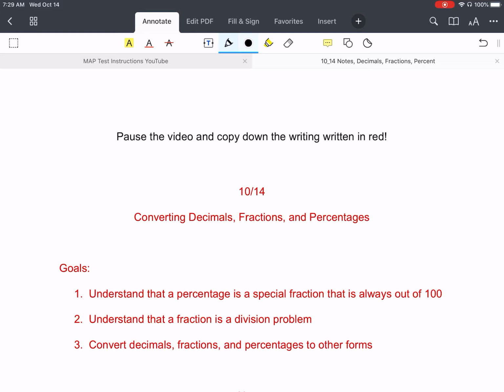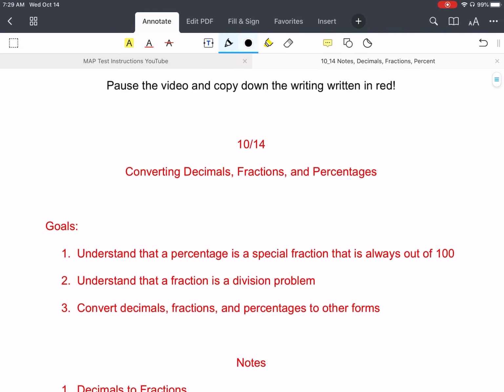I have recorded your notes here. You can pause the video whenever you need to. Today has quite a few notes, so take your time. The assignment shouldn't take too long. So just pause the video and copy down the writing in red. Bad news is that there is a lot of writing in red.